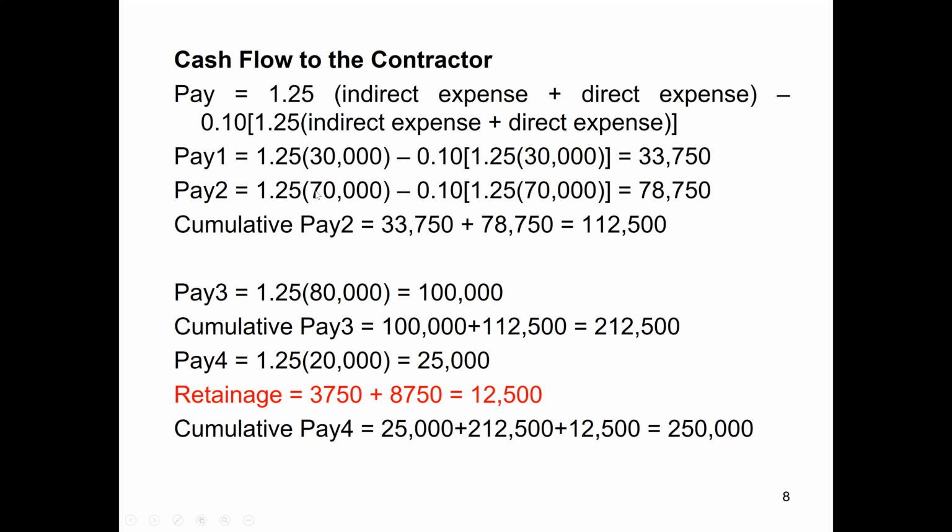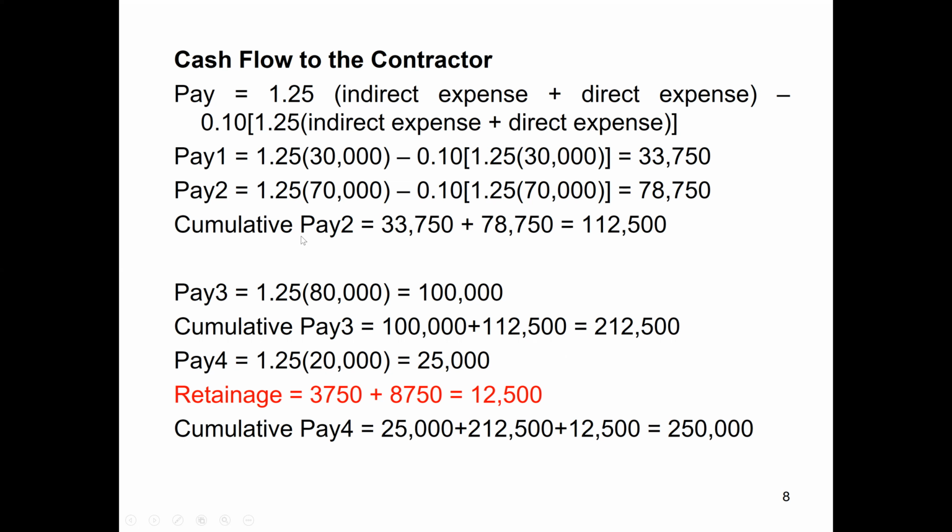The second payment is the same: 1.25 multiplied by the total direct cost and indirect cost, which was 70,000, minus 10% of this amount as deduction for retainage. So it's 0.1 within brackets, 1.25 times 70,000. So we are going to get the second payment as 78,750. Now the cumulative second payment: the first payment is 33,750 plus the second payment is 78,750. So add up these two, and the second cumulative payment will be $112,500.